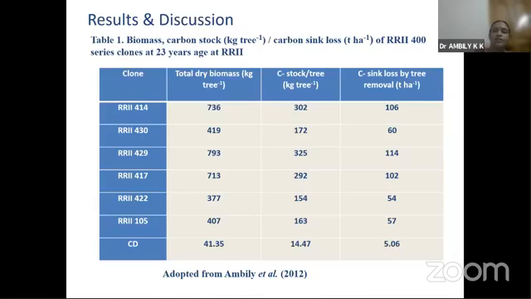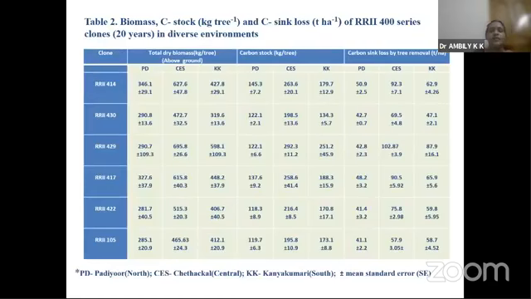And among the clones, RRII 429 has higher carbon sink loss. And in this, it can be seen that these clones are in different locations, having extremely different climatic conditions. In one, the northern region, it is a drought affected area, and in the southern state the rainfall is uniformly distributed. Another is the central area, which has a moderate climate, and most of the rubber is cultivated in this condition.